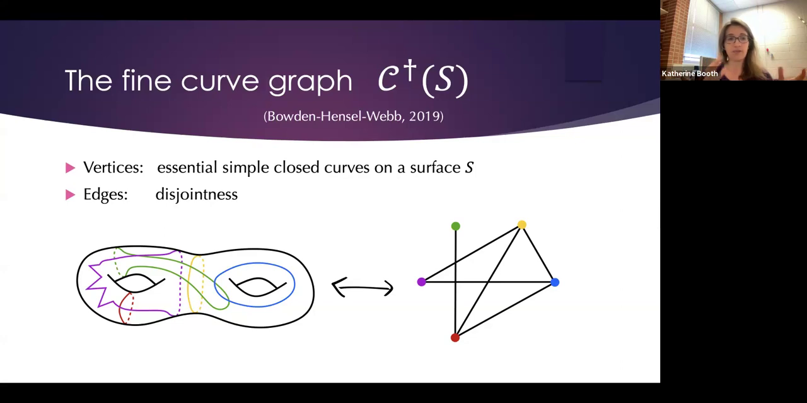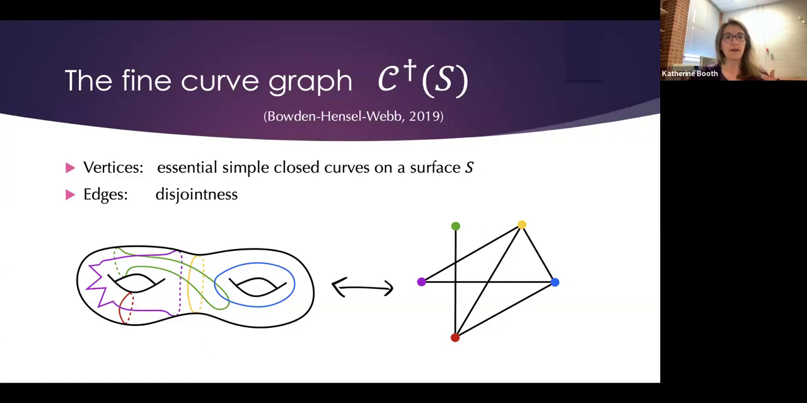So I've got a small subgraph here. I've got a couple different curves on the left on my surface. You can see I've got a red curve and a blue curve that are disjoint. And so if I look over at the graph, my red vertex and my blue vertex have an edge between them. But if I look at my green curve and my yellow curve, those intersect at two points. And so the green and the yellow do not have an edge between them. Okay, so that's my graph.